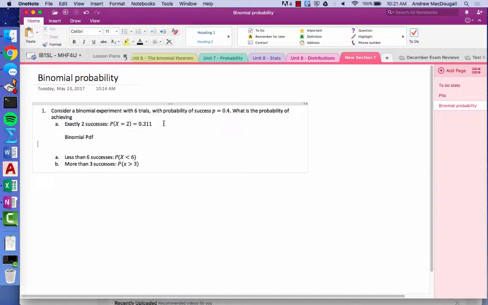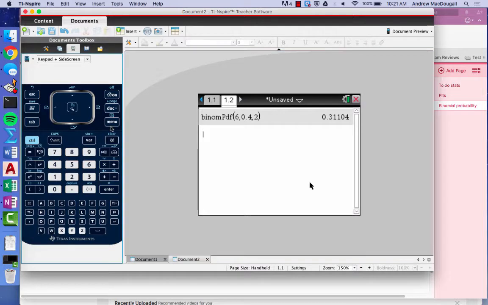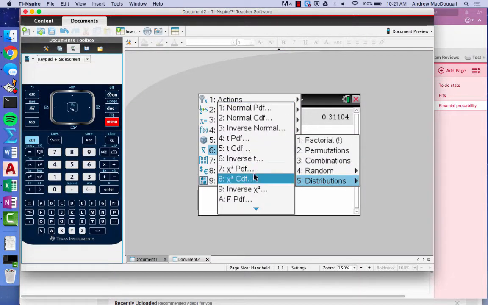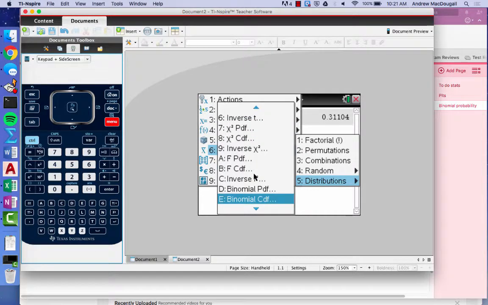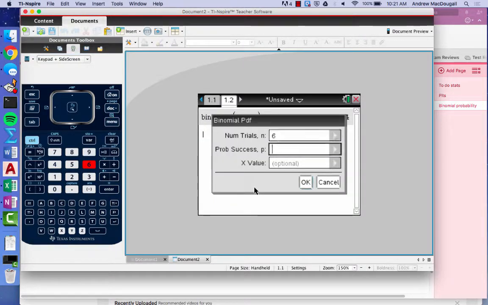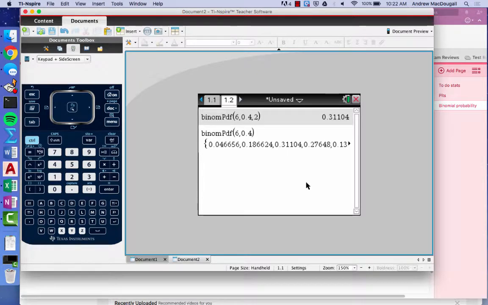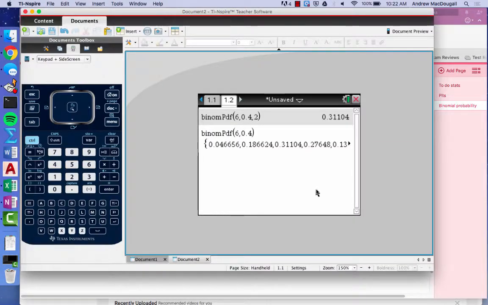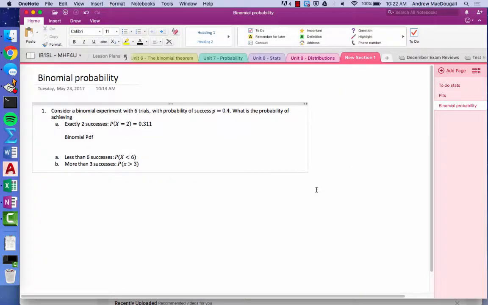Now, let's do that again. If you just leave the X value blank, so you go to Binomial PDF, 6 trials, 0.4, and you don't fill in an X value, it tells you the probability of getting 0 successes, 1 success, 2 successes, 3 successes, all the way up to 6. So that's sometimes useful, but mostly you will be filling in an X value.